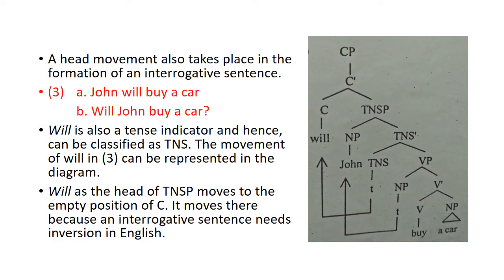A head movement also takes place in the formation of an interrogative sentence. In number 3, part A, Jones will buy a car. And part B, will Jones buy a car? Will is also a tense indicator and hence can be classified as tense. The movement of will in number 3 can be represented in the diagram. Will, as the head of T, moves to the position of C. It moves there because an interrogative sentence needs inversion in English.